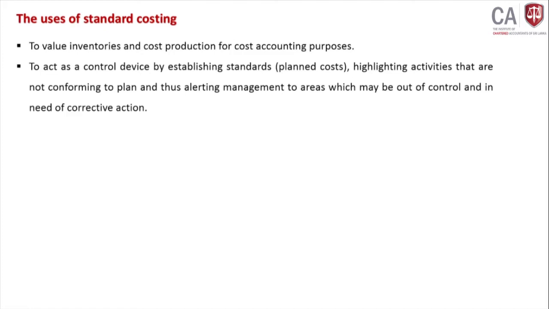To act as a control device, which means always you compare actual and the standard. So the difference between actual and the standard is what? Variance analysis. To control the business operation, which means to identify the variations, you will use what? You will use standard costing, highlighting activities that are not conforming to plan and thus alerting management to areas which may be out of control and in need of corrective actions.